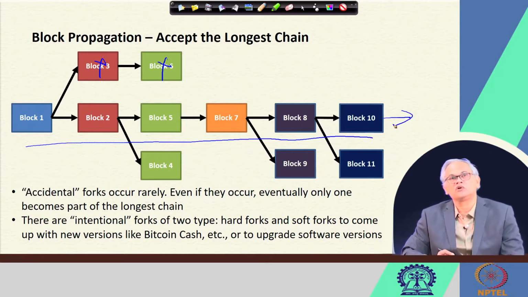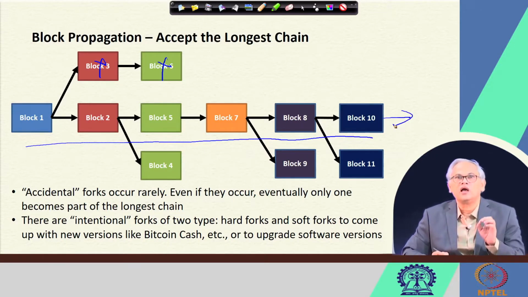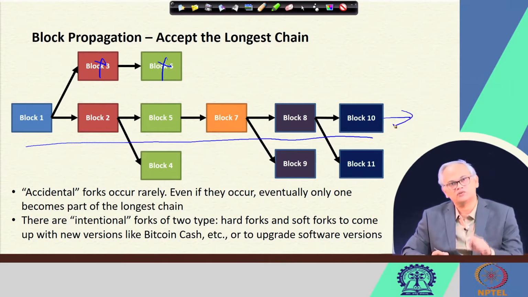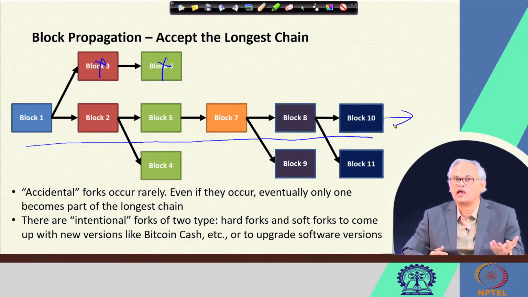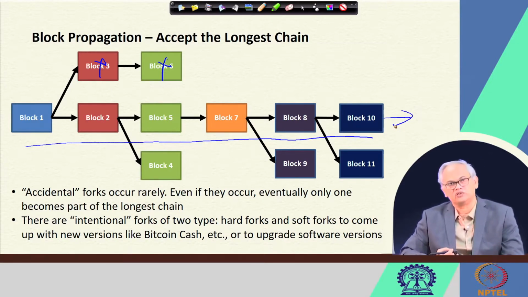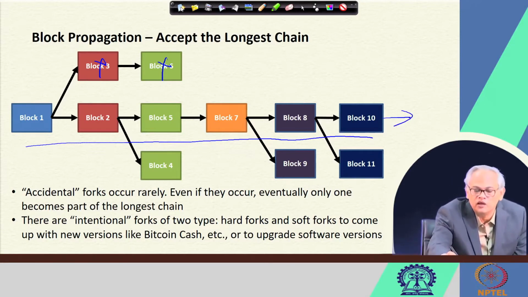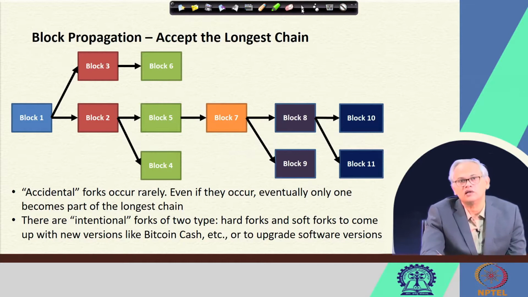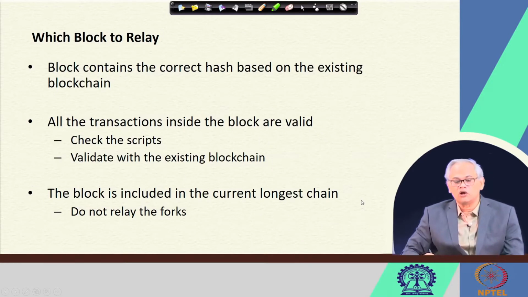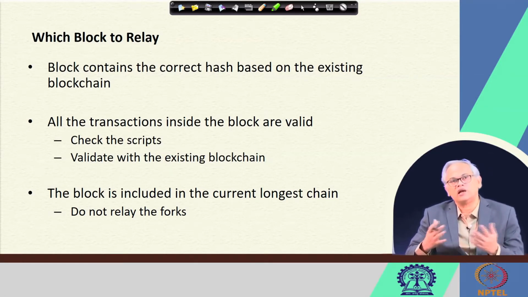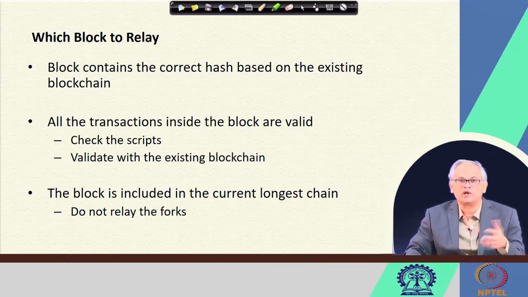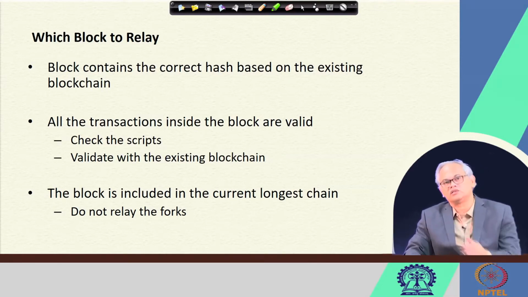And there are certain intentional forks that are also created. Accidental forks are very rare, and there are two types, hard forks and soft forks, which can be done to generate new versions of the network like Bitcoin Cash and so on, and for upgrading the software version. So, most of the time these forks are not generated accidentally but through some intentional means. So, the blocks that have the correct hash have been relayed and all the transactions have been valid, and the block should be included in the current longest chain. So, that is basically the summary of how this block gets propagated, and only the longest chain prevails in a Bitcoin network.